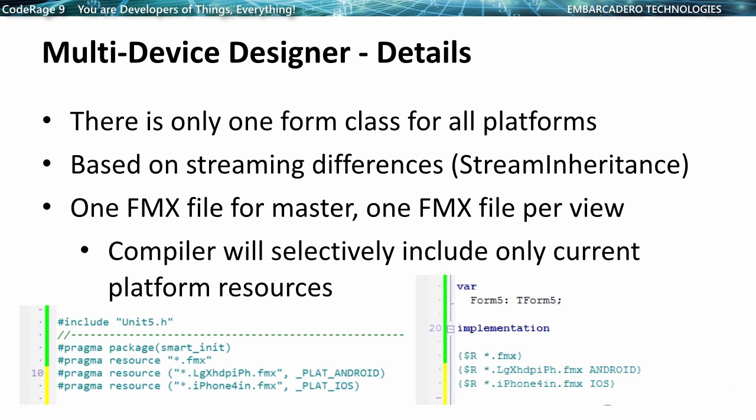And you can see here the code for how it references the multiple FMX files. So the compiler is only going to include the ones for the current platform. So if you have 5 different Android and 4 different iOS FMX files, when you compile for Android, it's only going to include the Android ones. When you compile for iOS, it'll include the iOS ones, and it'll always include the main one. So the star.fmx is the main one, whereas the iPhone 4-inch .fmx is the iOS 4-inch specific one.